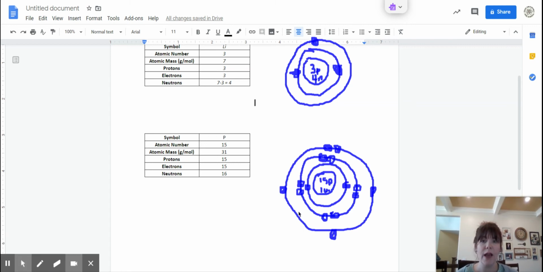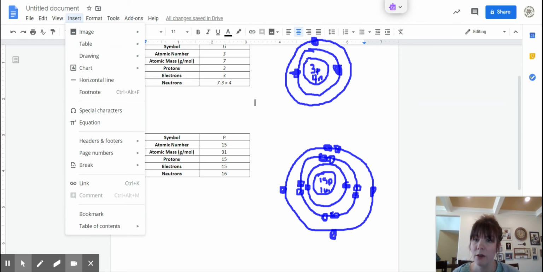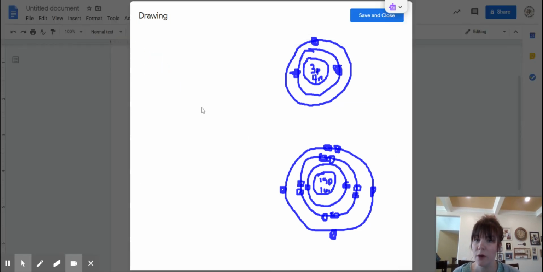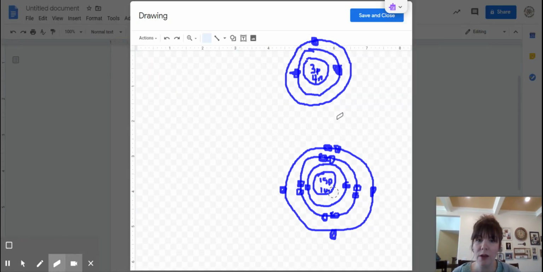Now remember, you had the 6 extra. These were the practice. You need to go and draw the Bohr diagrams for the 6 that you've already started. Again, I would recommend just doing it on a separate sheet of paper, and you can take a picture and send it to us. If you want, you can attempt to draw it in Google Drawings. If you go Insert, Drawing, and you go New, you can actually create a drawing right in Google Drawings.